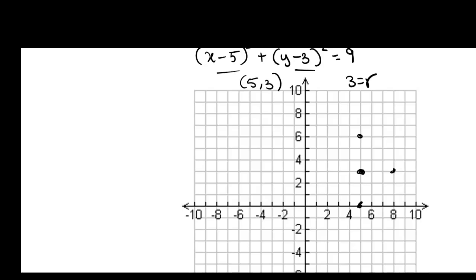It's not drawing properly. I don't know what to do. Alright, let's try this. That's an ellipse, that's not a circle.